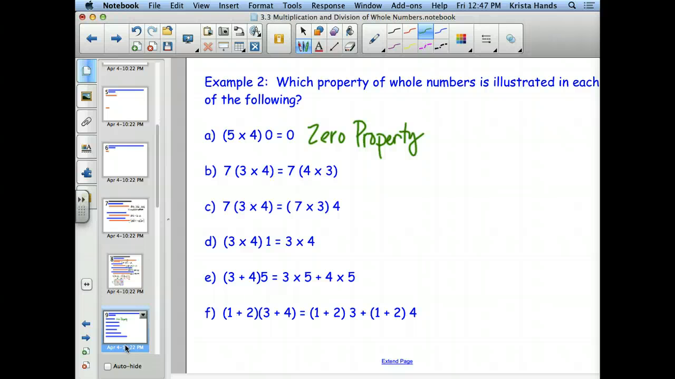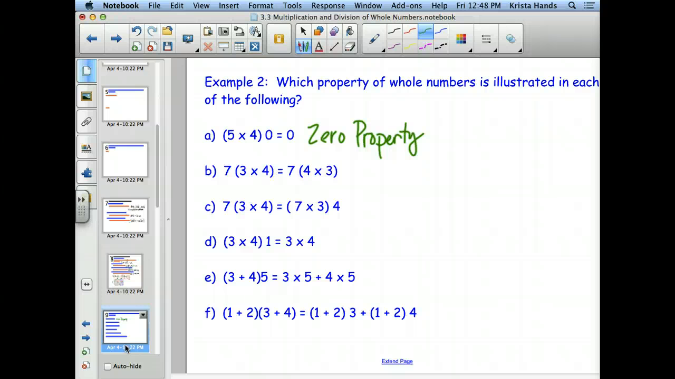Now what? I think I heard somebody say associative. Is this the associative property? Got some no's going on. Why is it not the associative property? It's the same stuff inside the set of parentheses, right? The same numbers are in the parentheses as were on both sides of the equation. So this is not the associative property.